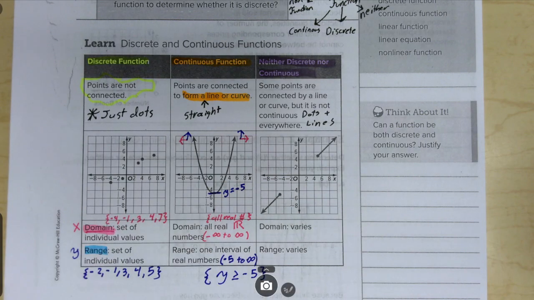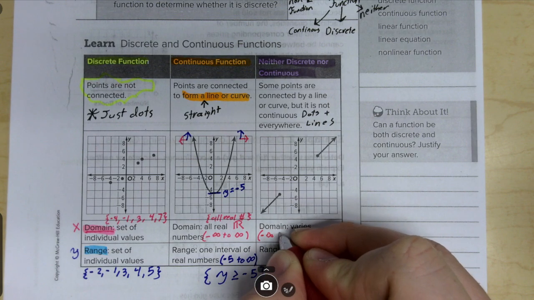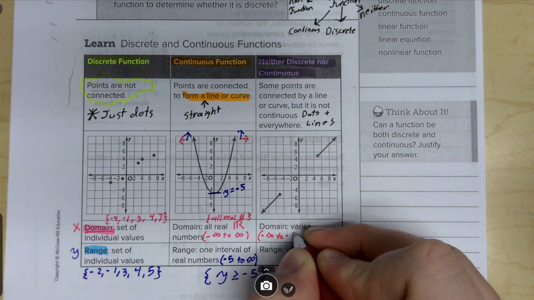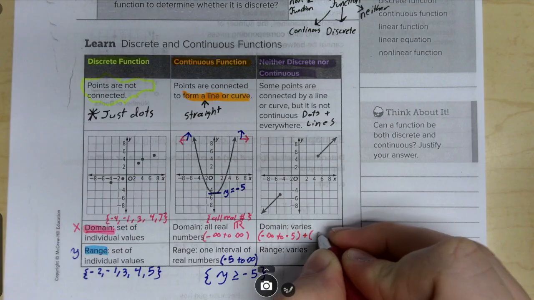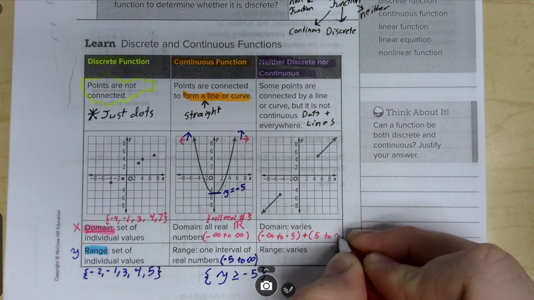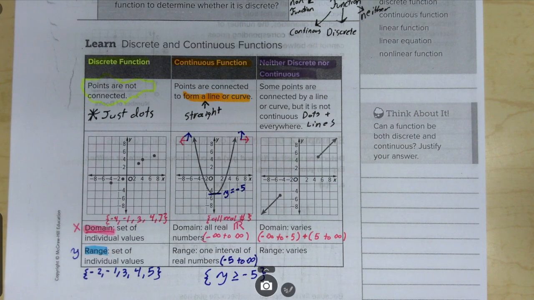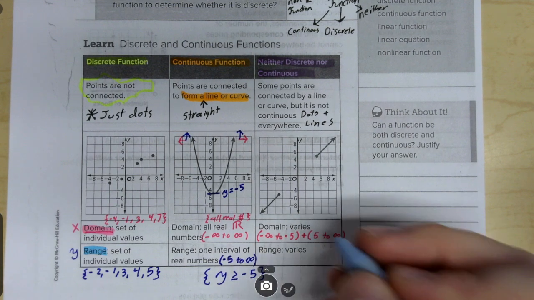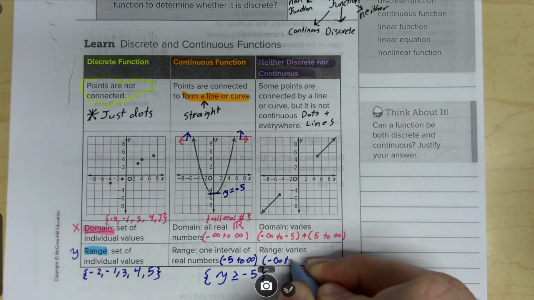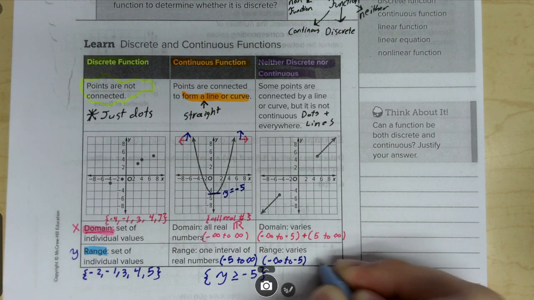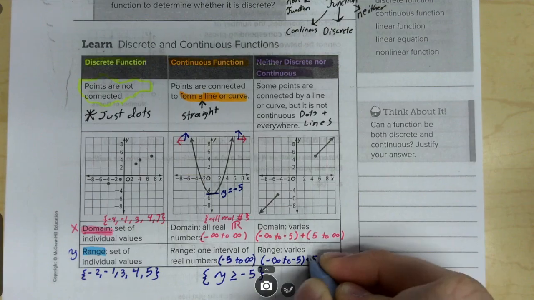So for our domain, this is going to be -infinity to -5 plus 5 to infinity. And we have that gap in between. Ranges do the same thing. -infinity to -5 and 5 to infinity.